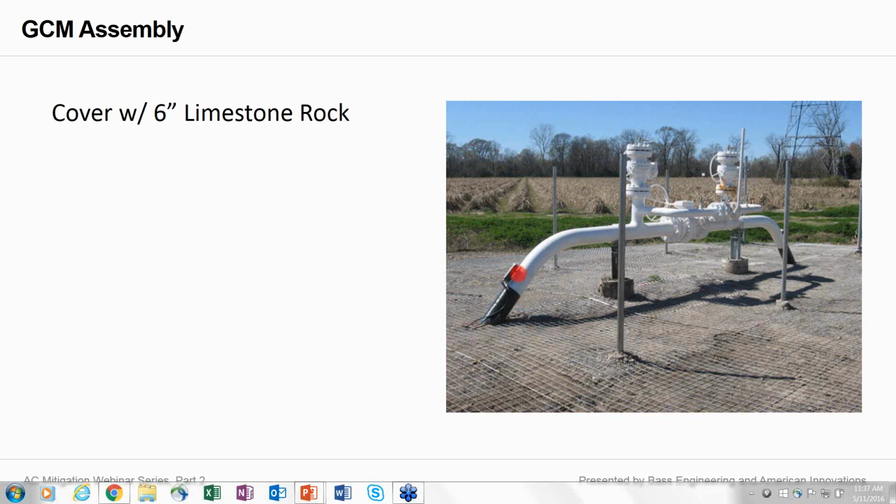Again, you see the SSD. You can see it's mounted rather low to the ground. And then what you don't see is the finished product. There will be some 6 inches of limestone rock that will be installed on top of the gradient control mat to offer further separation from the individual and the mat material.